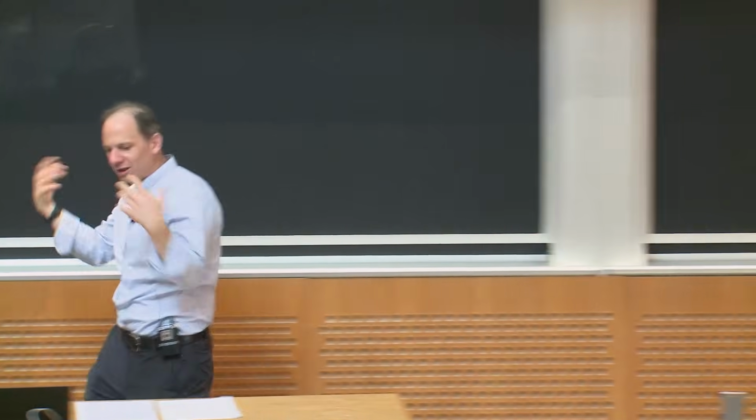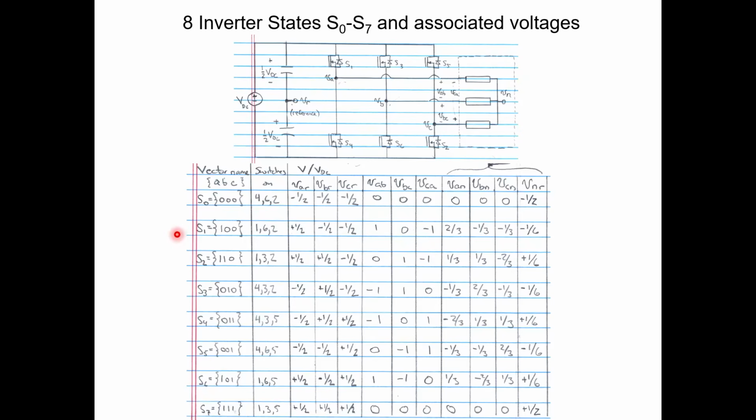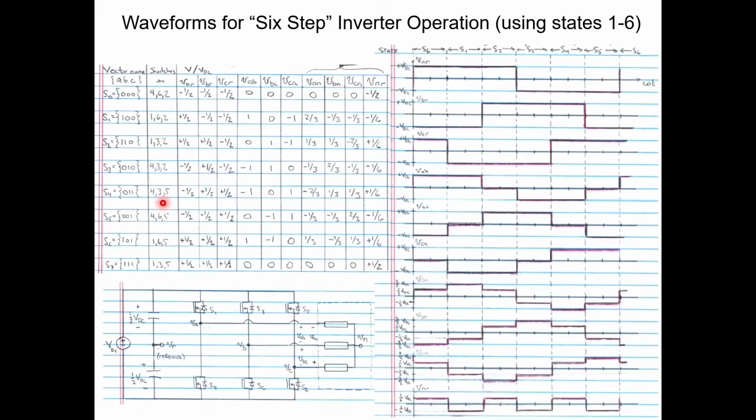Well, I could actively control these devices to follow through those 6 patterns, ignoring 0, 0, 0, and 1, 1, 1. Okay, so those are the 2 I wouldn't use. And this is what it would look like if you did that. Okay, you would see that each half bridge in this inverter would be on half the time.